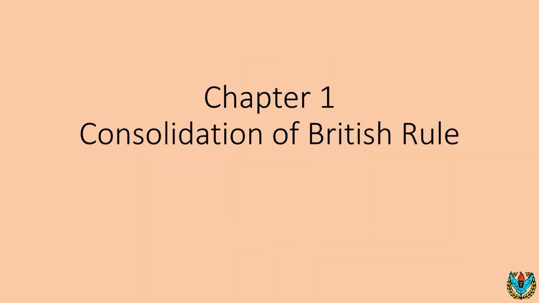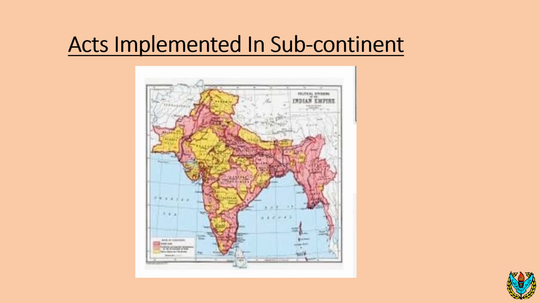Chapter number 1, Consolidation of British Rule. This lecture is the continuation of lecture number 1 and lecture number 2. In the last two lectures, we discussed the formation of British rule and the reforms of the Britishers. Today our lecture is about acts implemented in the subcontinent. We will start from page number 8.